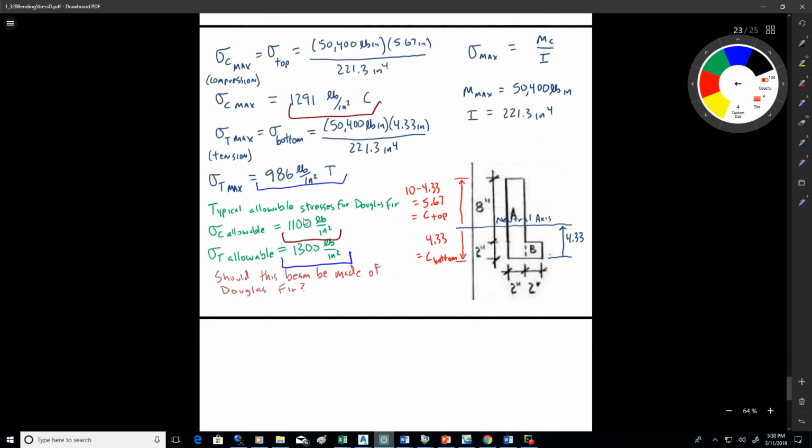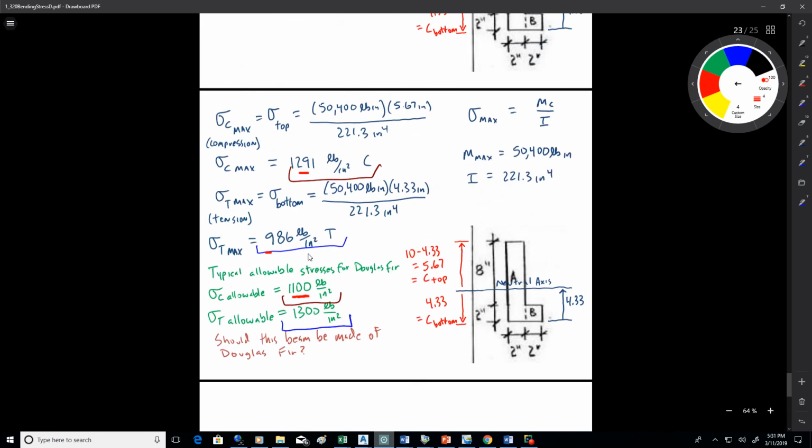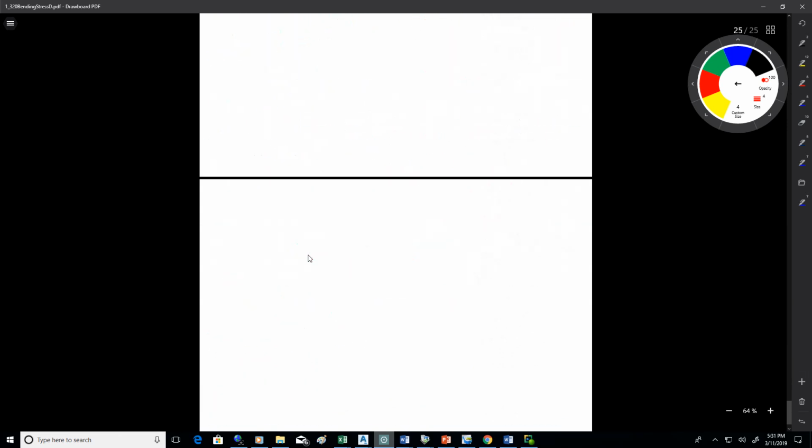Here's some typical stresses for Douglas-Fir. 1,100 pounds per square inch for compression, 1,300 pounds per square inch for tension. So we could look and see if we could make this thing out of Douglas-Fir. Okay, the tension looks like it's okay because the 986 is less than the 1,300. But the compression doesn't look like it's going to work because we've got too much stress in the beam. It's far above the allowable stresses. Okay. So there's just an example of a bending stress problem that we could work through there.